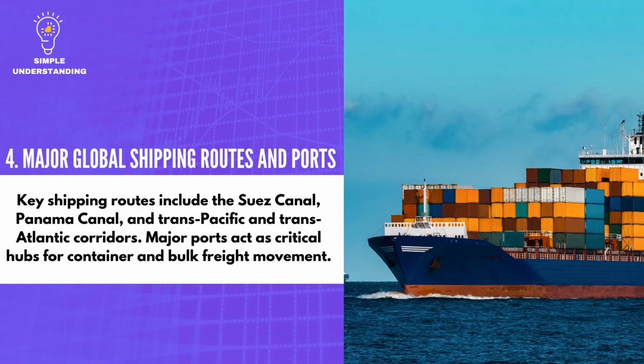4. Major global shipping routes and ports. Explanation. Key shipping routes include the Suez Canal, Panama Canal, and Trans-Pacific and Transatlantic corridors. Major ports act as critical hubs for container and bulk freight movement.